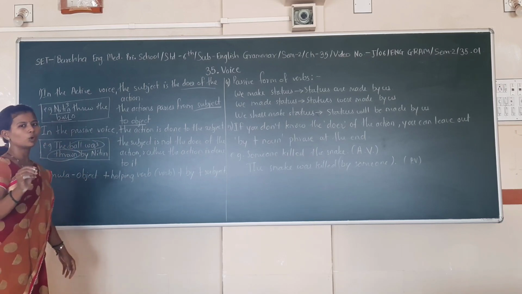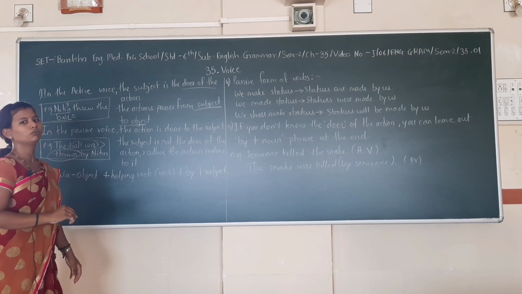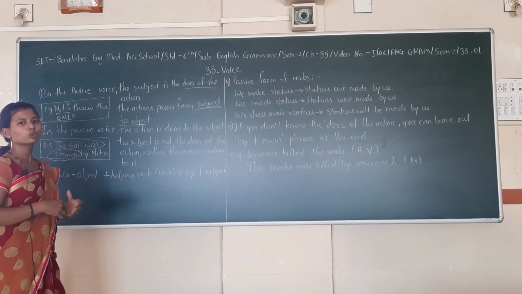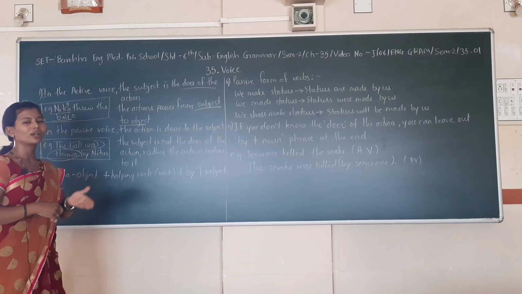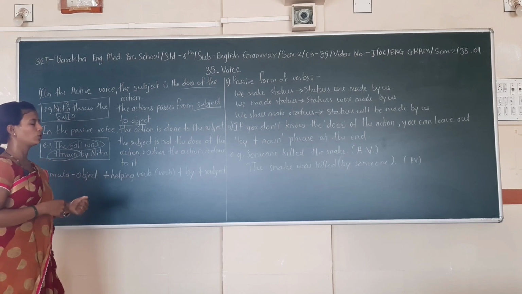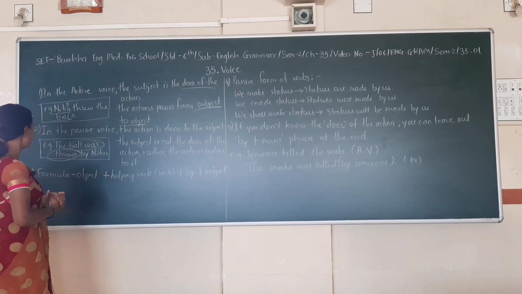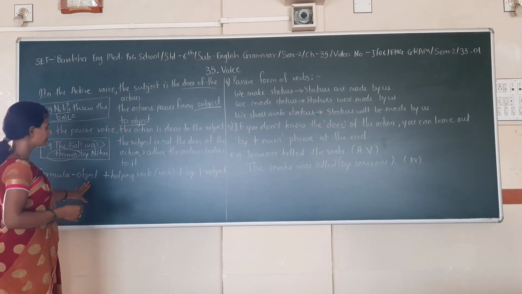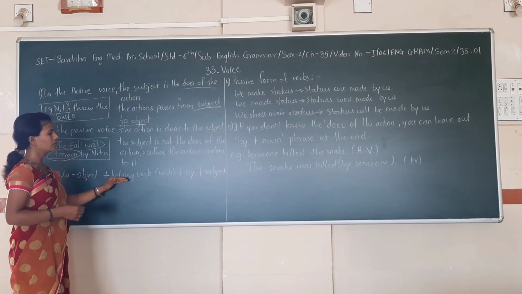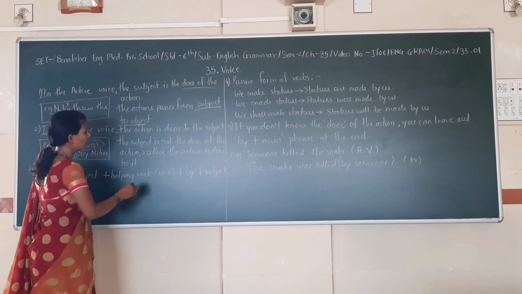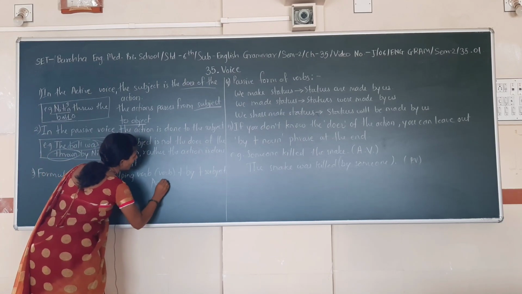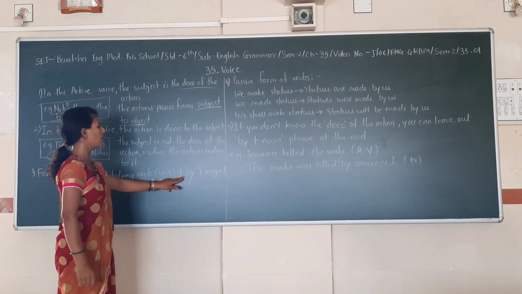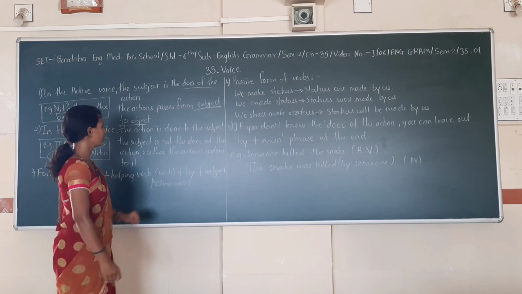So there is a small formula. If you follow this formula, then it will be very easy for you to convert the active voice into passive voice. So what is that formula? The formula is: object, then the helping verb, then the verb, which means the action word in your sentence, and then by, and then the subject.